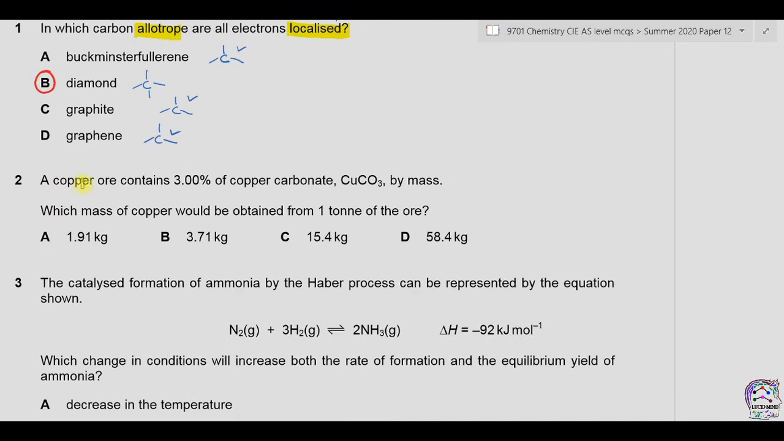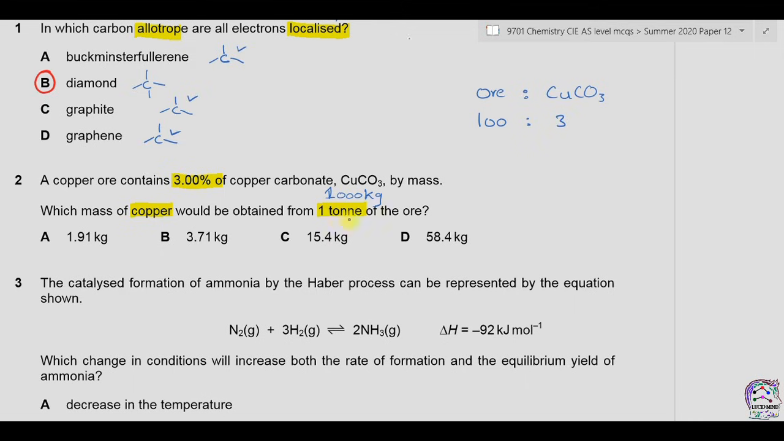Question 2. A copper ore contains 3% of copper carbonate by mass. Which mass of copper would be obtained from 1 ton of the ore? We can also write 1 ton as 1000 kilograms. First, they have given the ratio between the ore and copper carbonate. So they say that only 3% of copper carbonate is present in 100% ore. So we have the ratio 100 to 3.